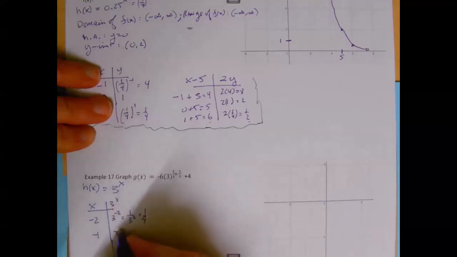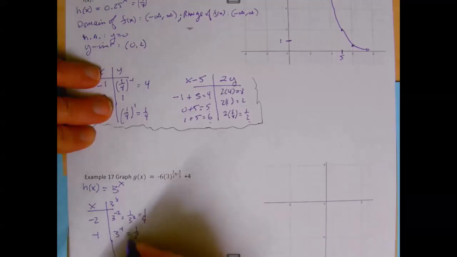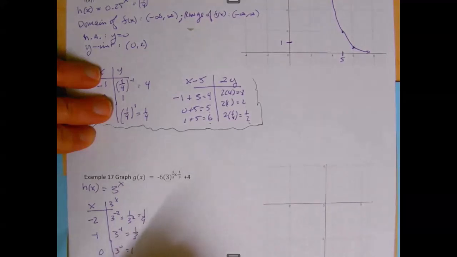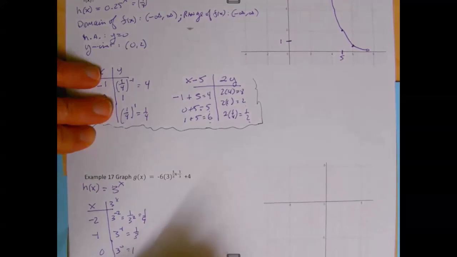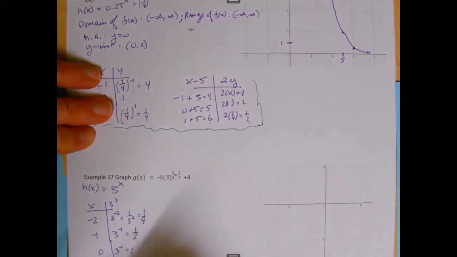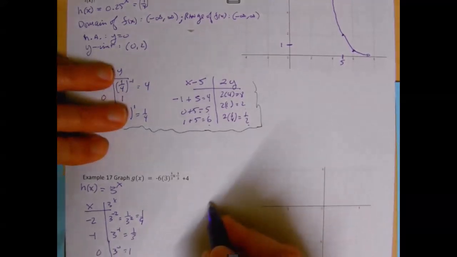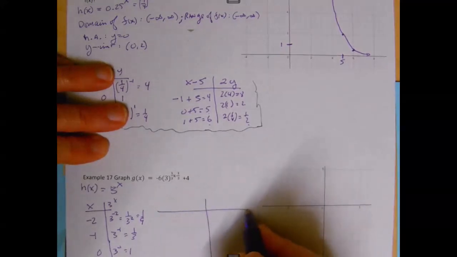At -1, 3 to the -1 power. Again, what I do is flip to make it a positive, and I get 1/3. At 0, 3 to the 0 power is 1. That's pretty easy. At 1, that's 3, and at 2, just as easy, 9. So now let's apply these transformations all at once. I need to give myself plenty of space here to accomplish this.